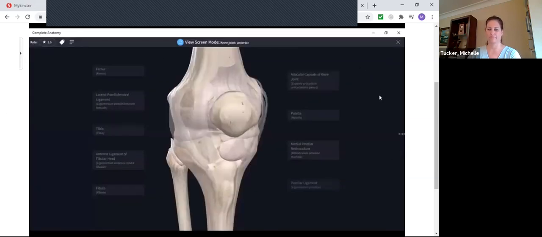For the second part of lab, we need to go over the knee joint. The knee joint is composed of four bones: the femur, the tibia, the fibula, and the patella.